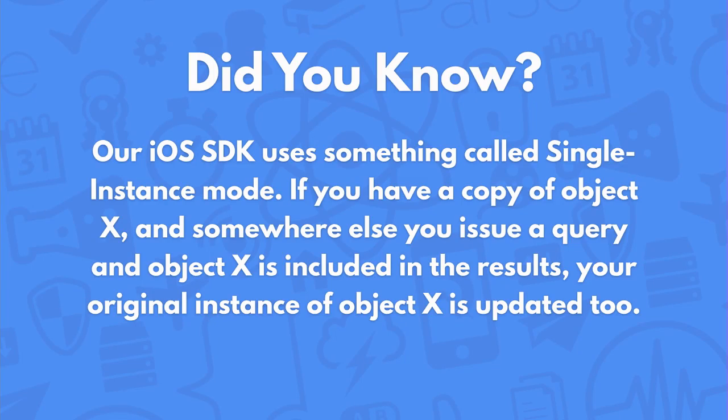And lastly, our iOS SDK uses something called single instance mode. So if you have a copy of a specific object, we'll just call it X, and somewhere later you issue a query and object X is included in the response, and maybe it has some new data, the other object X that you had before will be updated. Really because they are the exact same object. Like if you issued 3 queries and they all happen to return this one object X, you don't actually have 3 copies of object X in memory, you have just one. So I thought that was interesting.